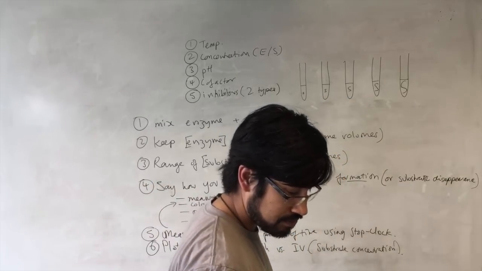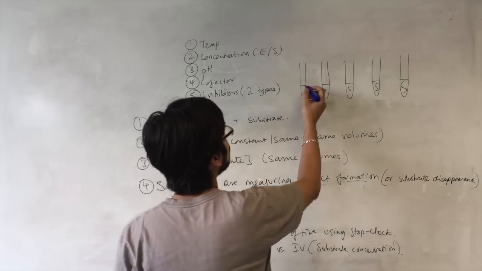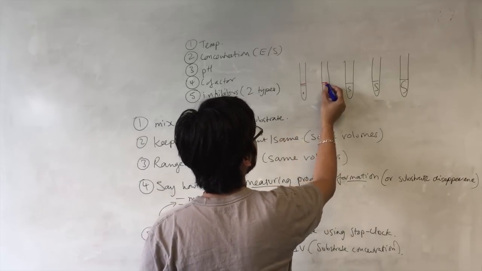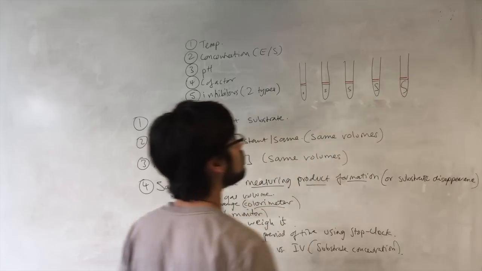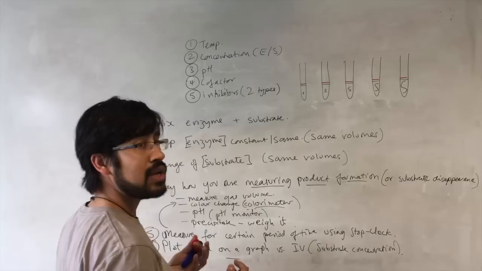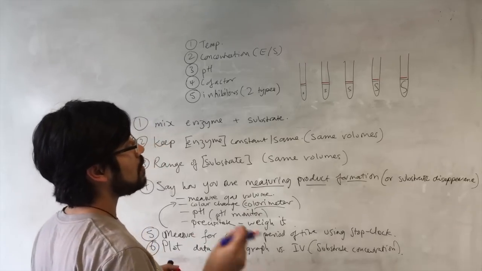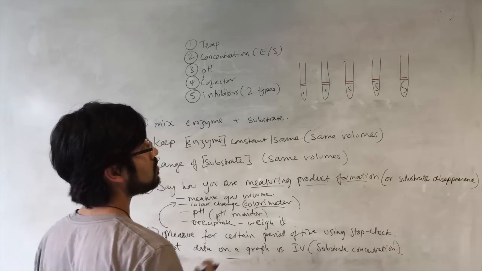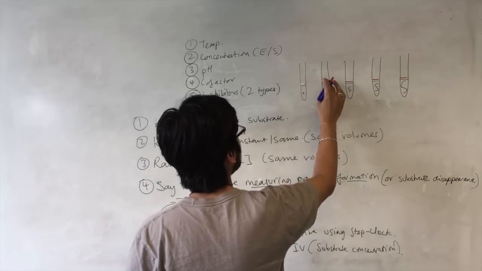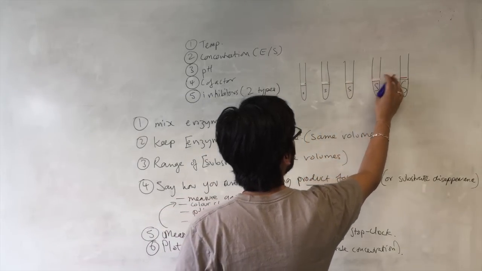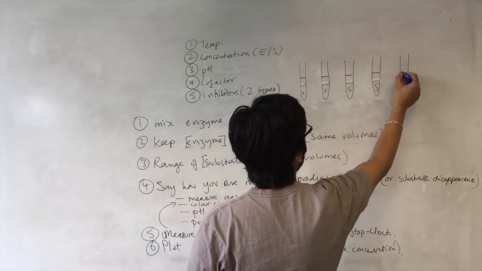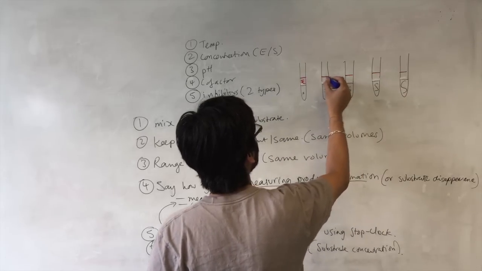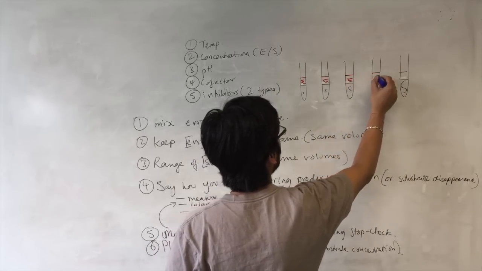Then next, I need to add the same concentration of enzyme and volume, right? Because I'm not looking at the effect of the enzyme, I'm only looking at the effect of substrate. So the enzyme is always the same, actually. So the enzyme is the same volume of enzyme. So the enzyme is not changing.